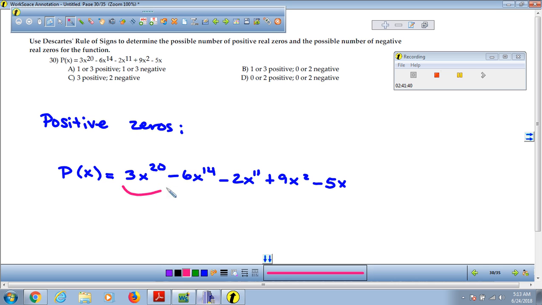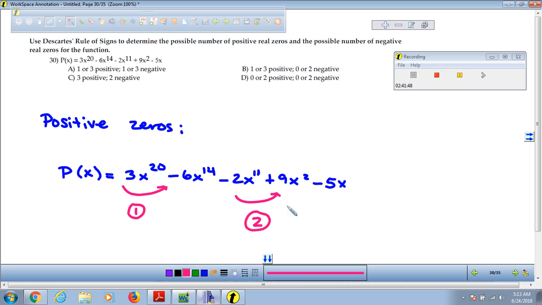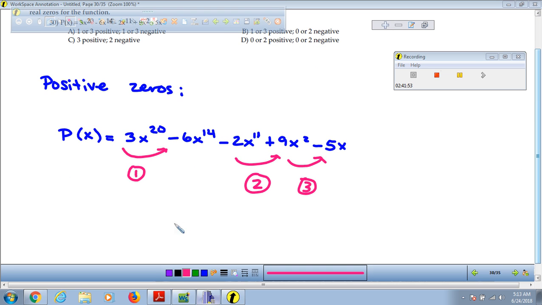From the first term to the second term there is one sign change. From the second one to the third one, nothing. From the third one to the fourth one, yes, there is one. From the fourth one to the fifth one, there's another one. So it's 3, or remember that if you can subtract 2, you'll do it, or 1. Positive 0.